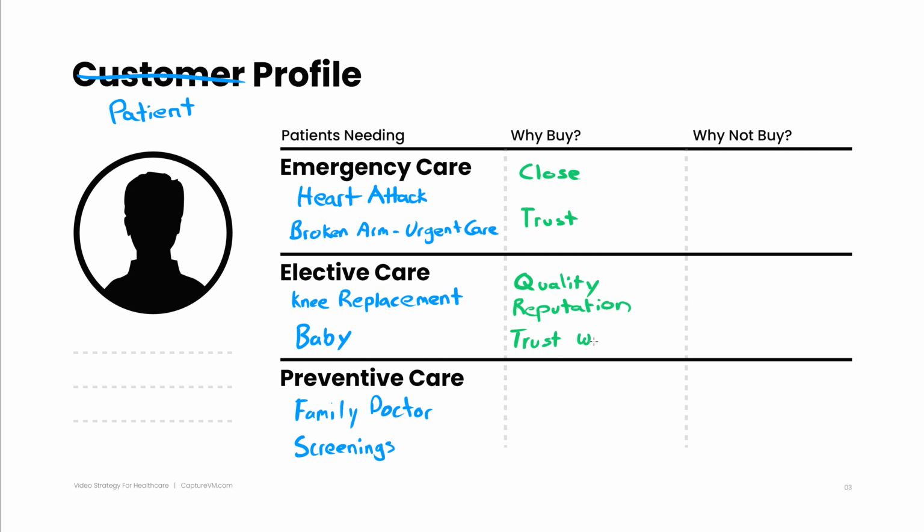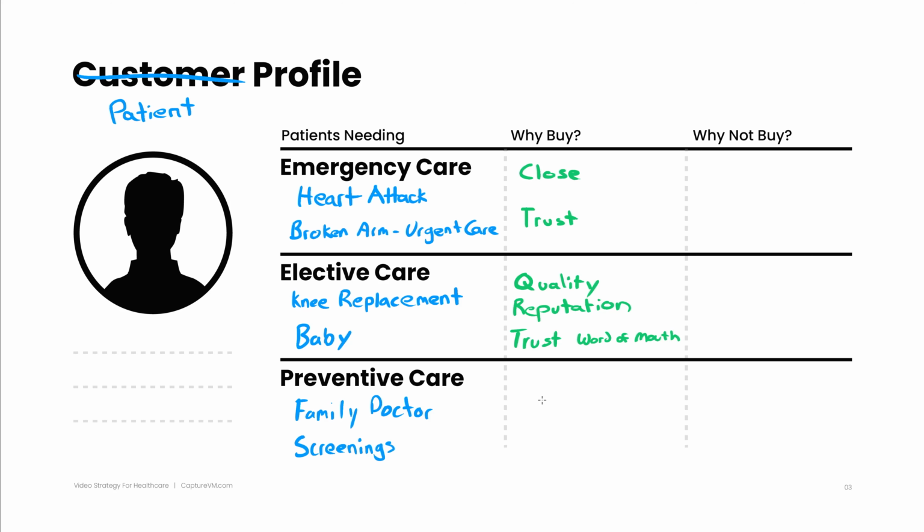And then also for elective care, word of mouth plays a big factor. Maybe your buddy or your neighbor had a knee replacement. So, you see them walking around, they're going to recommend your hospital for that procedure. And then preventative care. When a family is looking for a family doctor that they're going to know for 10 years, they want someone that makes them feel safe, someone they trust, they're comfortable around.